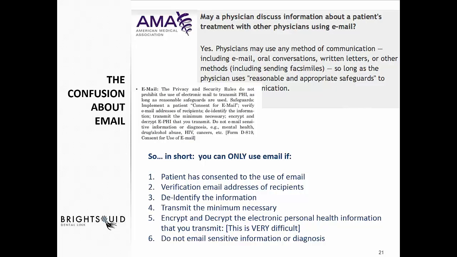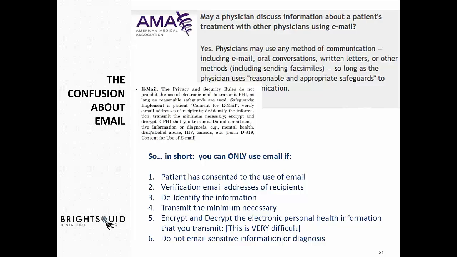Verification of the email addresses of recipients, which is important. You have to de-identify the information, transmit the minimum necessary, and encrypt and decrypt the electronic personal health information that you transmit, which is actually, in this context, quite difficult to do because it's not the same sort of encryption that Dr. Lavine was talking about. Do not email sensitive information or diagnosis.